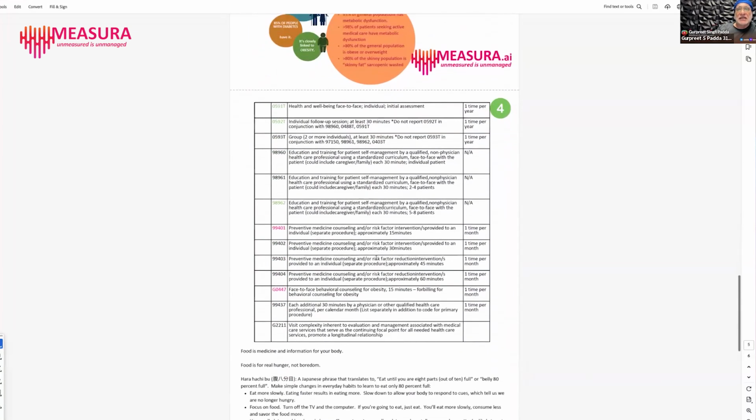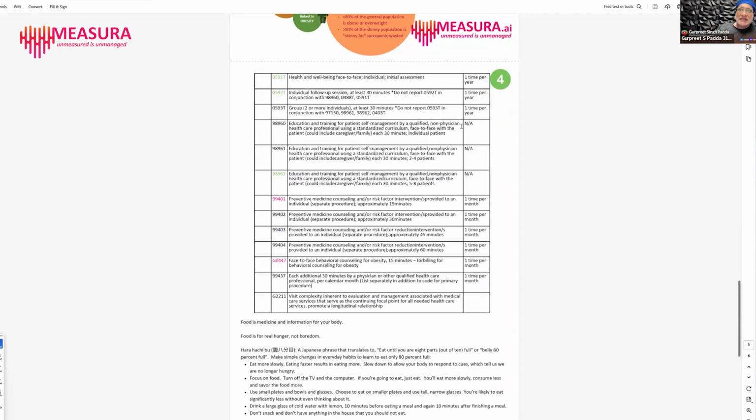Now, if you go to the next page, page 4, that is time-based. For example, health and well-being face-to-face initial assessment. It's one time a year, and it's considered a 30-minute code. The codes that we recommend you use, though, are down here. 98961, education and training for patient self-management by a qualified non-physician healthcare professional using a standardized curriculum, 2 to 4 patients, or 1 to 2 patients, 1 patient, 98960.